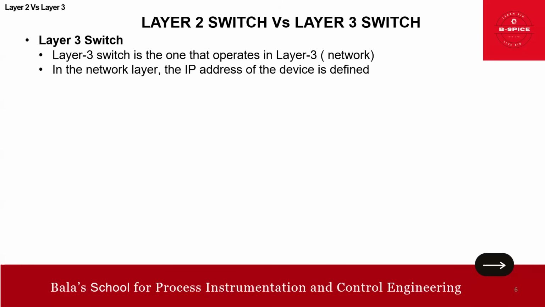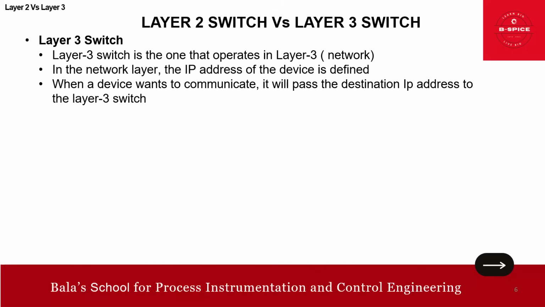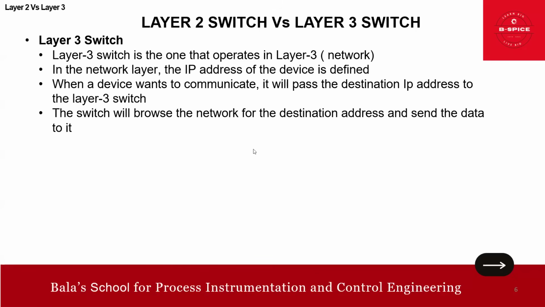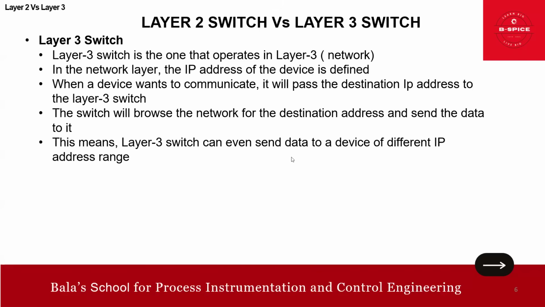And of course, when you talk about usage, it is suitable for larger networks that require inter-network communication, such as connecting multiple LANs. When a device wants to communicate, it will pass the destination IP address to the layer 3 switch, not the MAC address. So the switch will browse the network for the destination address and send the data to it. This means a layer 3 switch can even send data to a device of a different IP address range. That is the point.